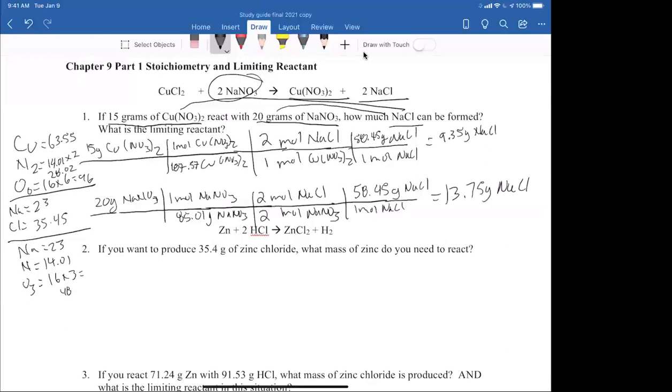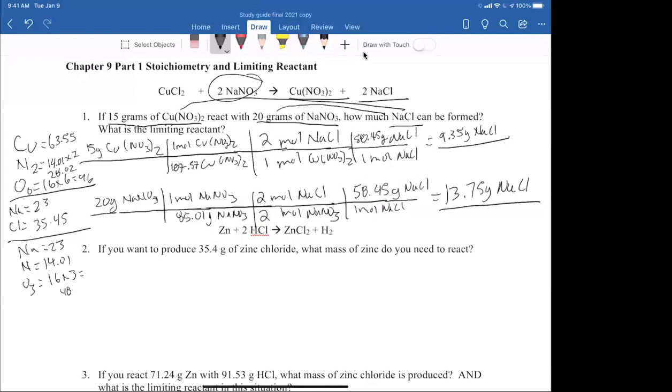Okay, so let's take a look at both of these numbers. Obviously, this is common sense. 9.35 is less than 13.75, right? We all know that 9 is smaller than 13. So we go back to the original number. That means that 15 grams of CuNO3 is your limiting reactant.